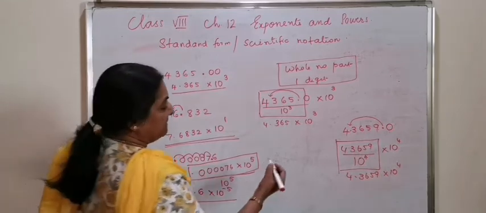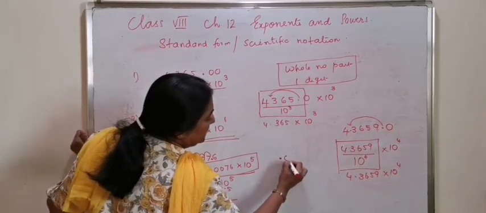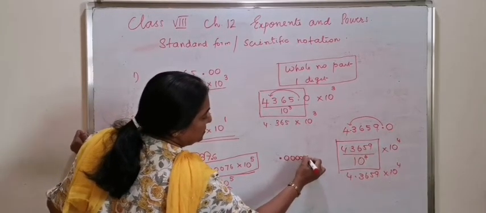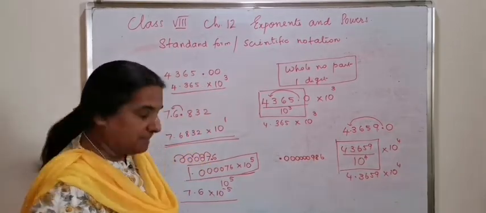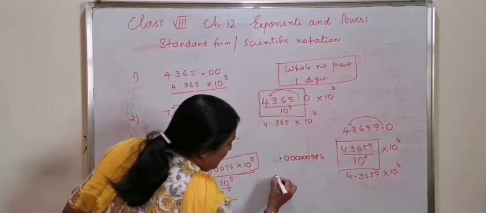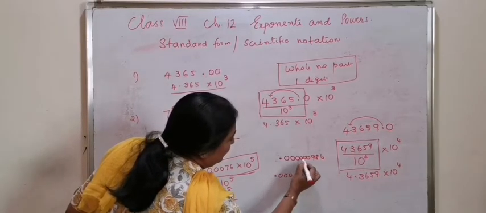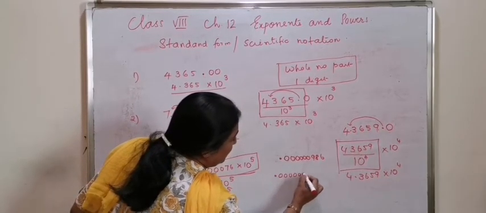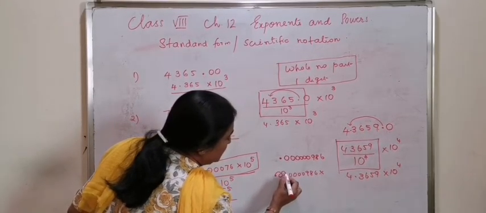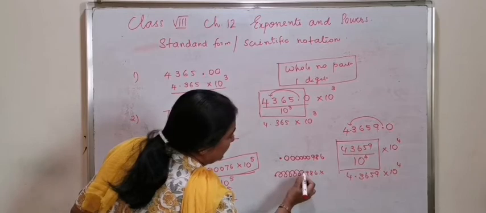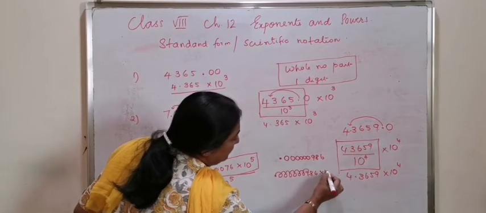Let's see one more example as 0.000000986. How to convert this? That is 0.0000986, 0.000986. When you multiply with 1, 2, 3, 4, 5, 6, 7.